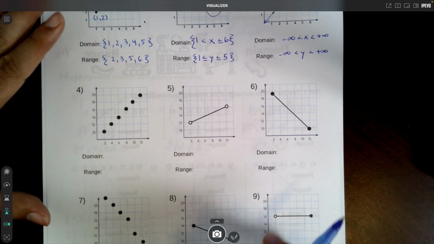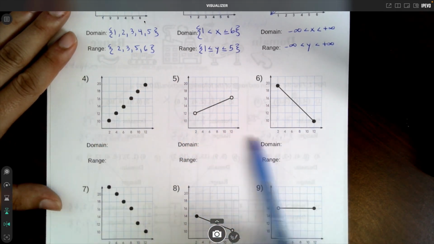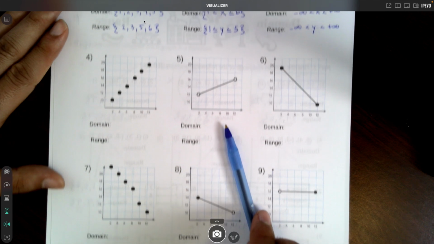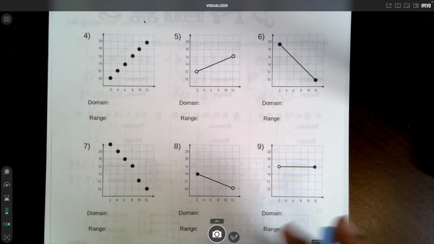Pretty simple. I hope this is easy for you guys. In class, I'm basically going to give you guys time to see if you can figure these out on your own. So you might want to pause the video right now and see if you can do it on your own. If not, just follow along.